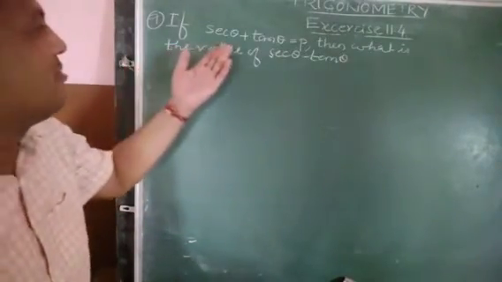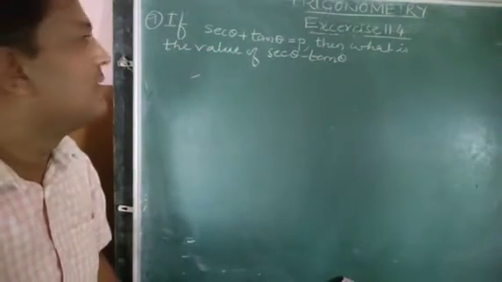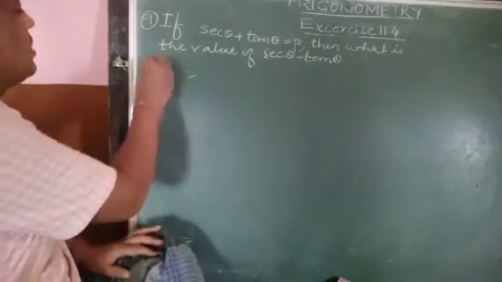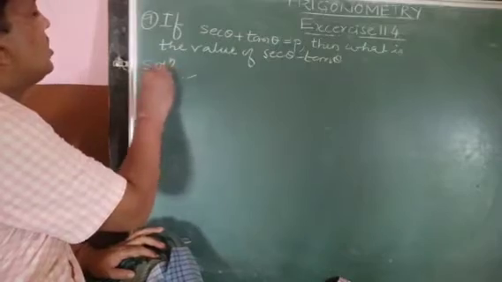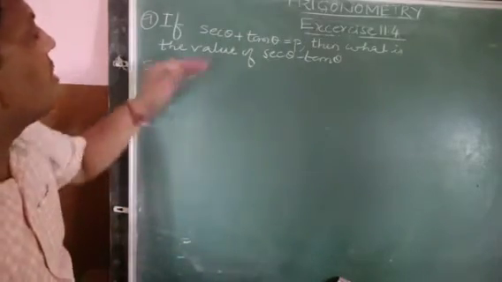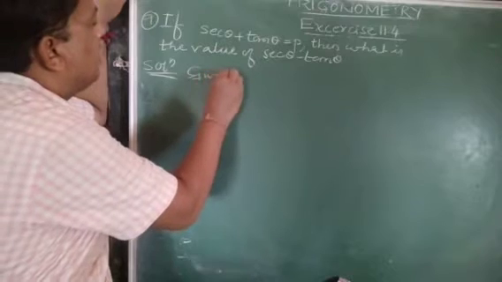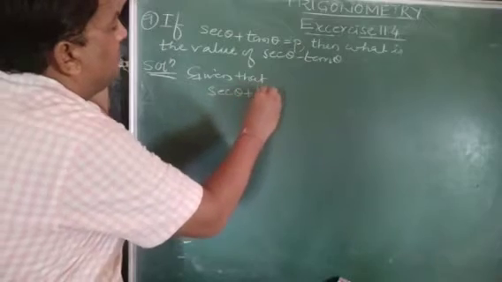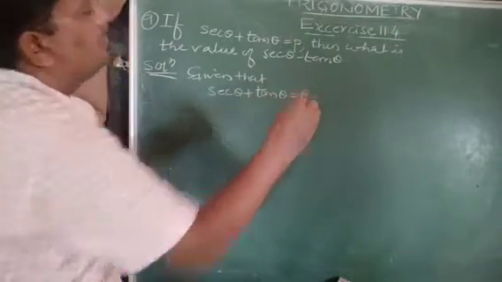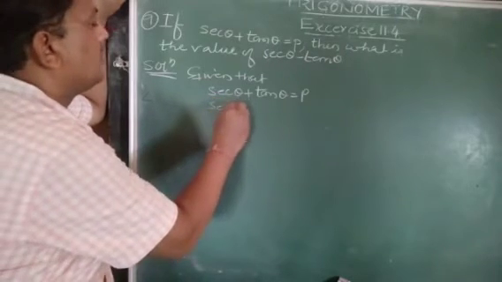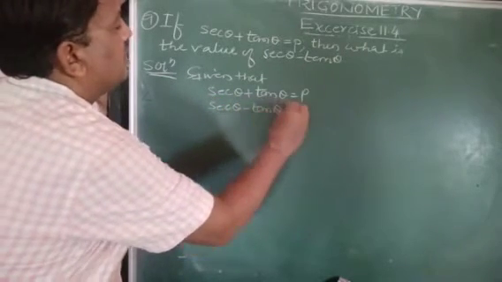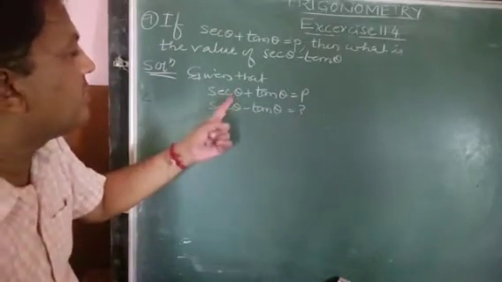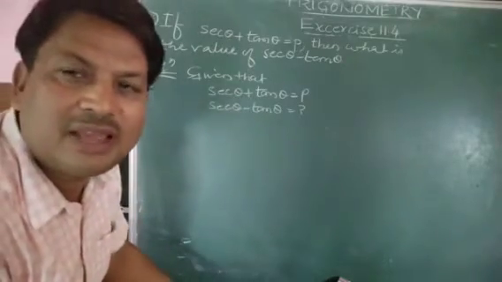Question number 9. If sec theta plus tan theta is equal to P, then what is the value of sec theta minus tan theta? So children, it's a logical question. It is given that sec theta plus tan theta is equal to P, and you have to find out the value of sec theta minus tan theta. So children, is there any relation between sec theta plus tan theta and sec theta minus tan theta?